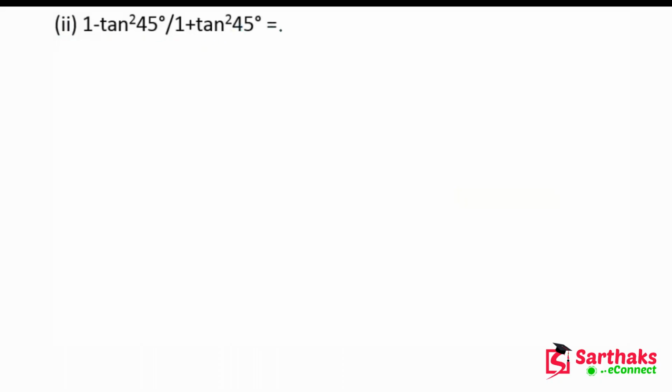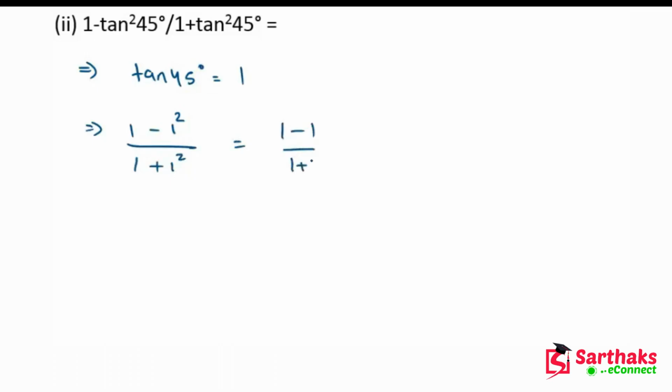Yes, so the next question is, my dear friends, 1 minus tan square 45 degree upon 1 plus tan square 45 degree is what? So we have to find the value of this. We know that tan 45 degree is 1. Okay, so now put the value of tan 45 degree in this equation. So we get 1 minus tan square 45 degrees, which means 1 square, divided by 1 plus tan square 45 degree, which means 1 square. Okay, so this is 1 minus 1 upon 1 plus 1. So we get 0 upon 2. So this is equal to 0. So the result will be 0. Okay, this is the answer.